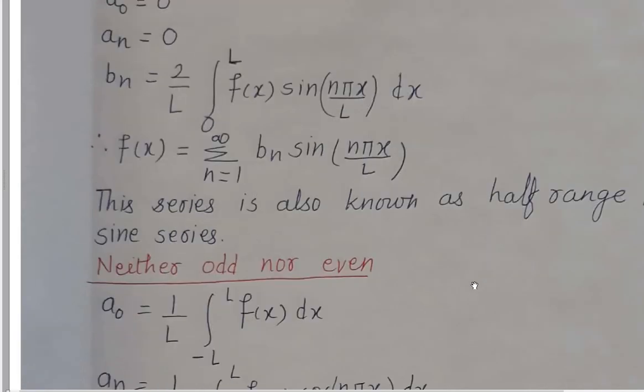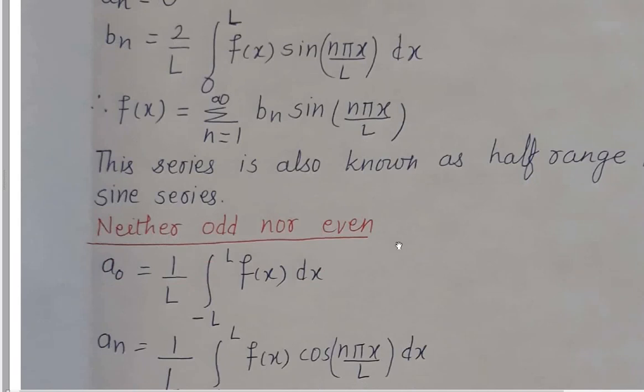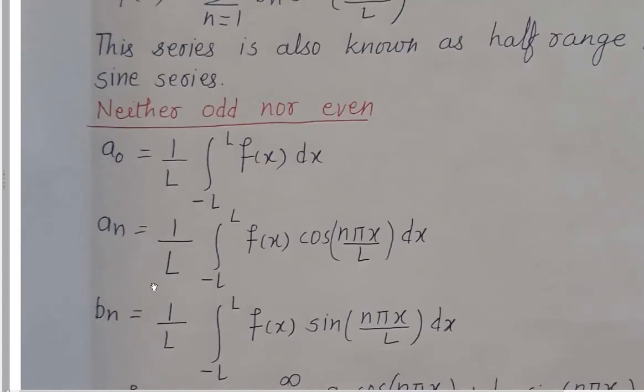Now if the function is neither even nor odd, we have to calculate all the terms. a0 is 1 by L times the integral from minus L to L of f of x dx. Then an is 1 by L times the integral from minus L to L of f of x cos n pi x by L dx, and bn is 1 by L times the integral from minus L to L of f of x sin n pi x by L dx. We need to check for even and odd functions only when the interval is from minus L to L.